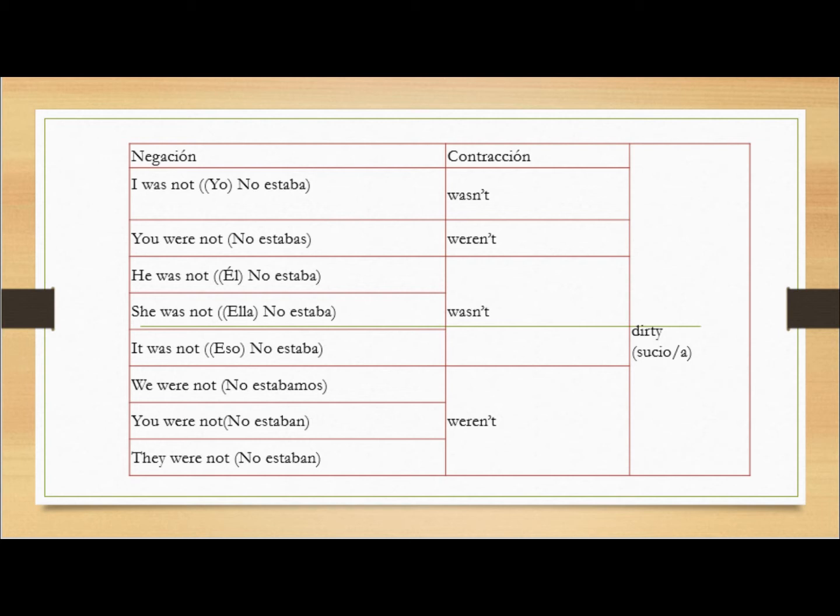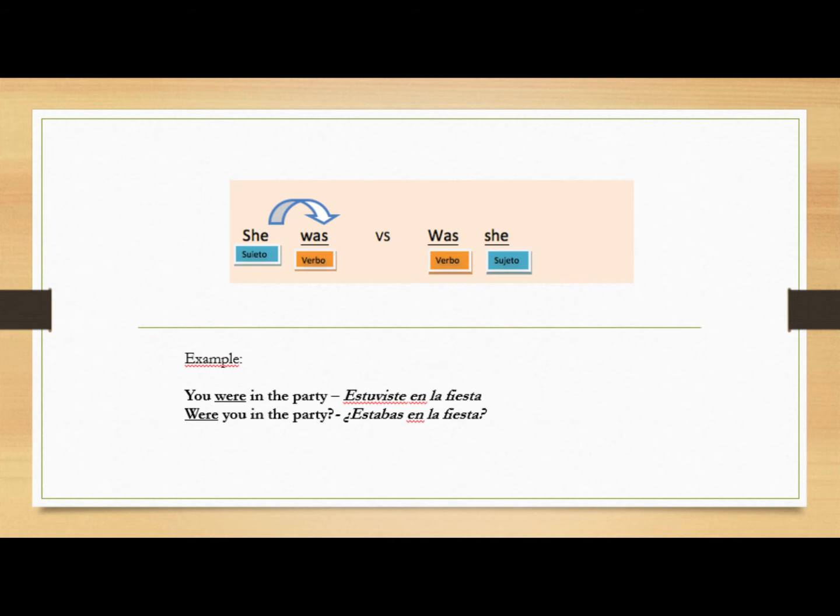Okay, this is the second table for negatives. Okay, I was not, you were not, he was not, she was not, it was not, we were not, you were not, they were not. And the contraction: I wasn't, you weren't, he wasn't, she wasn't, it wasn't, we weren't, you weren't, they weren't. And the complement is dirty. That means sucio. And the last one is for questions.